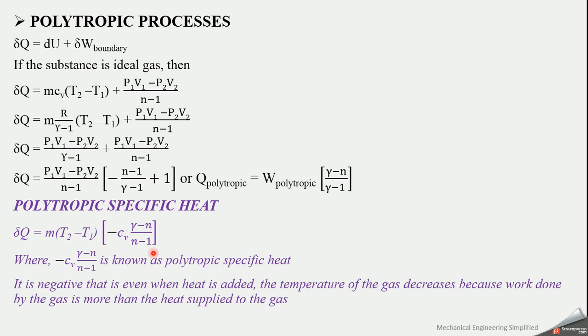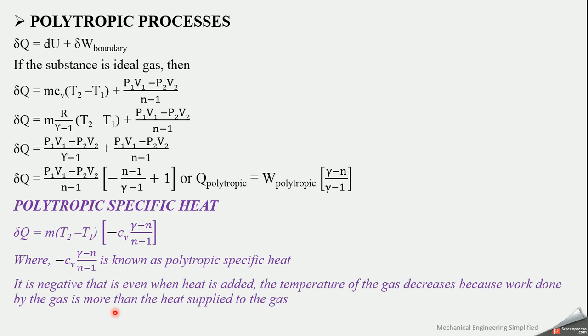Please make a note, this term is known as polytropic specific heat, and this is negative because Cv is positive, gamma minus n is positive because n lies between 1 and gamma, and n minus 1 is also positive because n is greater than 1. So this whole term is positive, and this minus sign makes it negative. That means the polytropic specific heat is always negative.